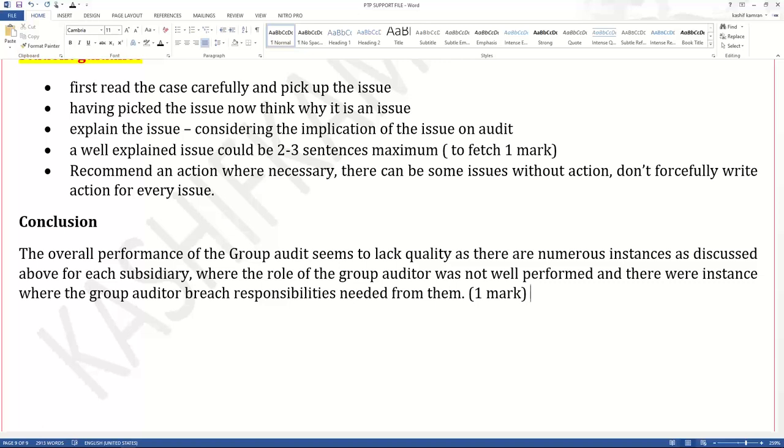So from day two to day three: the examiner report, the examiner criticism, the way you read the question, the way you identify the problems, and the way you write them. Are you all clear on that?